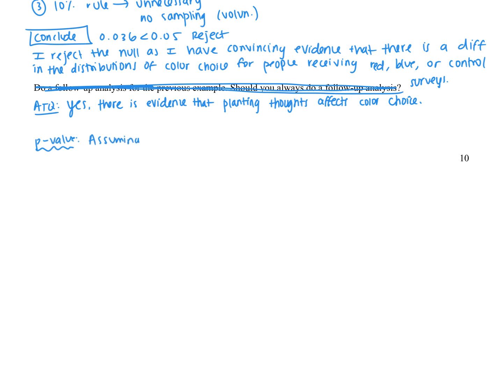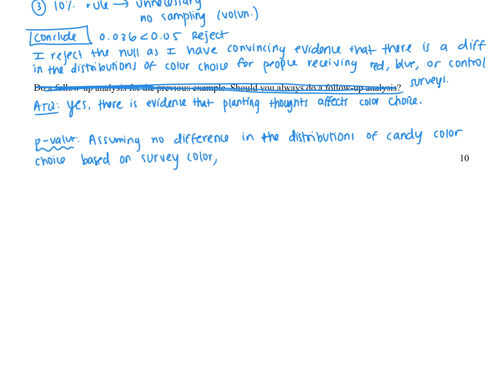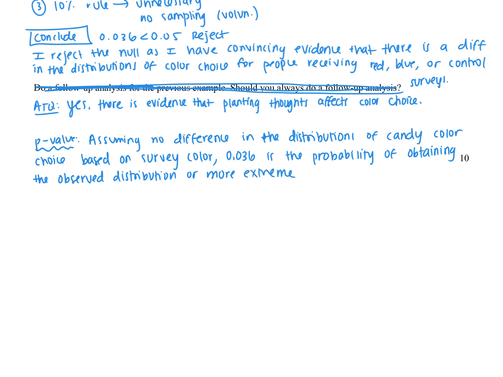Assuming no difference in the distributions of candy color choice based on survey color, 0.036 is the probability of obtaining, and it's going to be worded just like the other one, like goodness of fit, of obtaining the observed distribution or more extreme based on chance.